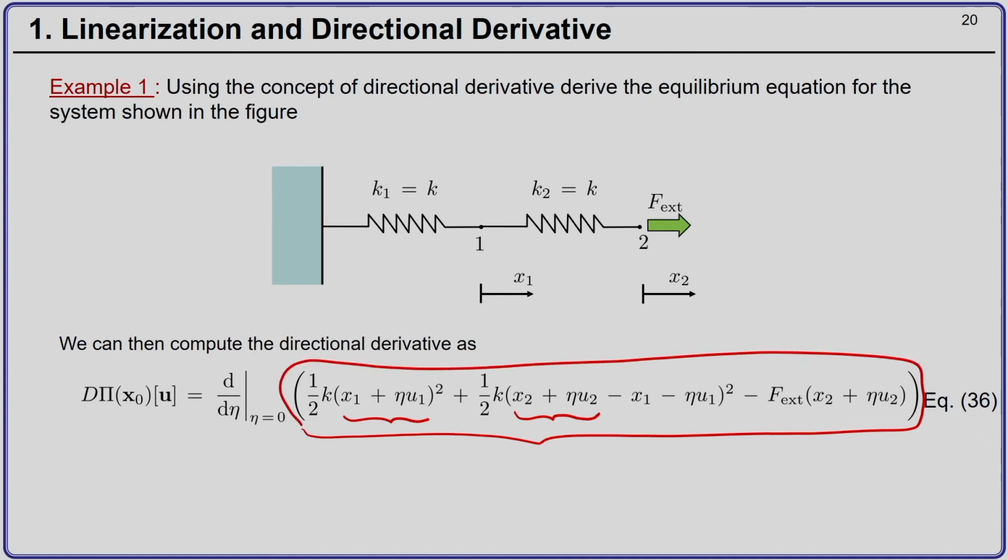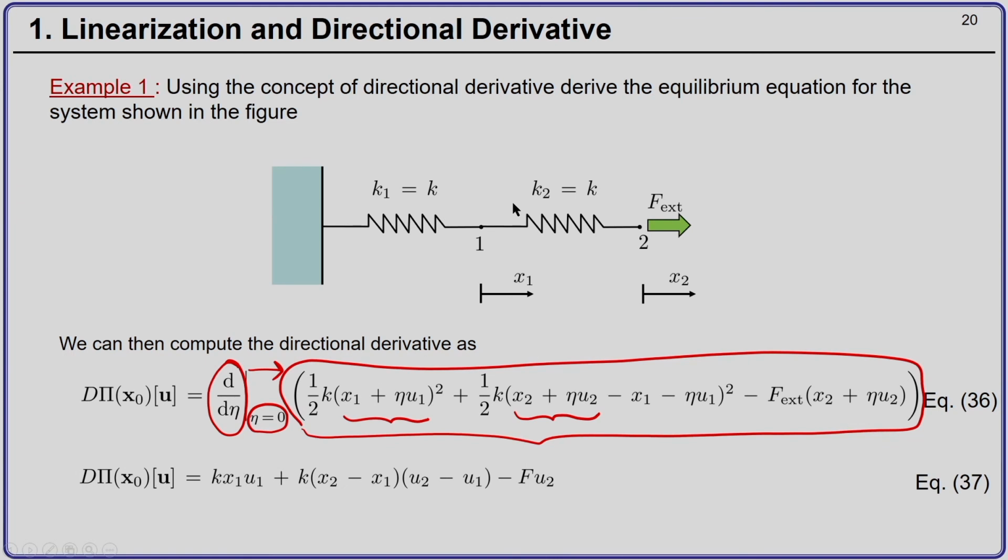And now it is very simple. You first take the derivative of this expression with respect to eta, and then you substitute eta equal to 0. This I leave to you. If you do this, you will find that the directional derivative of the total potential energy of the system at point x0 in the direction u will be k x1 u1 plus k (x2 minus x1) into (u2 minus u1) minus F u2.